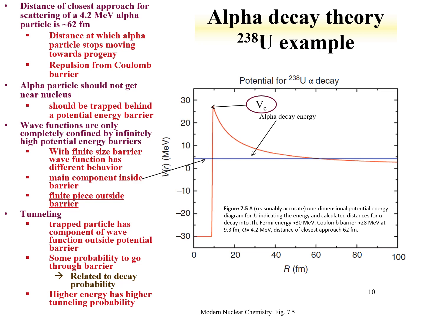The main component of a wave function that describes where the alpha particle can exist would be inside the barrier, but there's also a finite component that's going to be outside the barrier. So there's a probability of finding the alpha particle outside the barrier. And this is what we call in quantum mechanics tunneling. So the trapped particle has a component of the wave function outside the barrier potential. So there's a probability, however small, of it appearing outside this barrier. And there's a probability that it would go through this barrier.